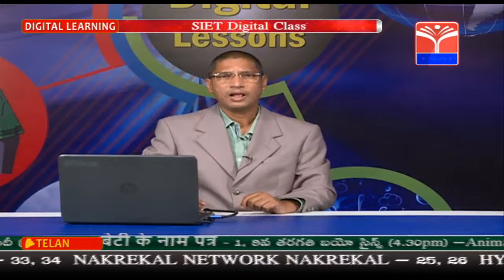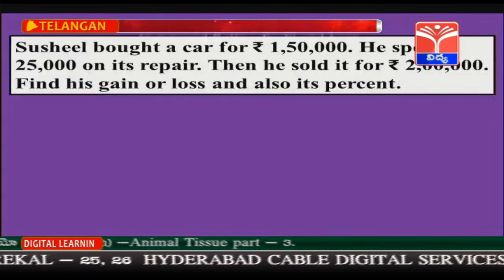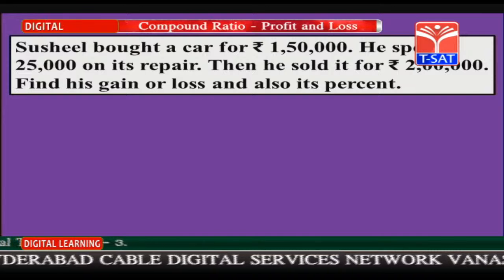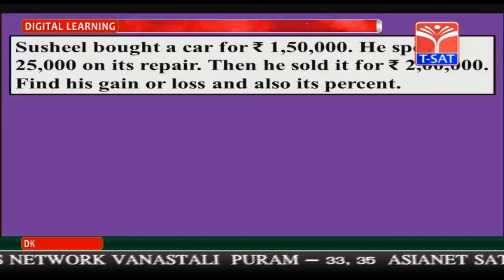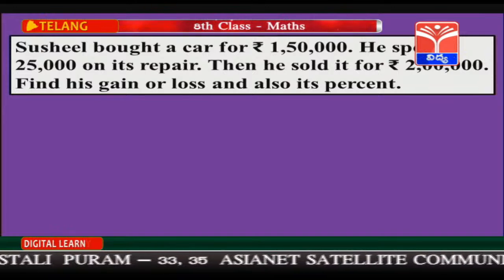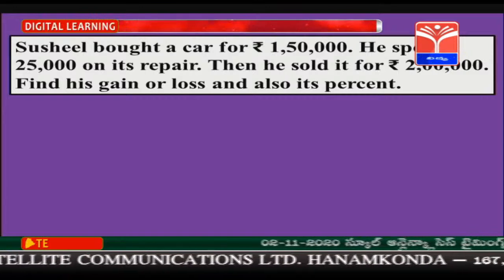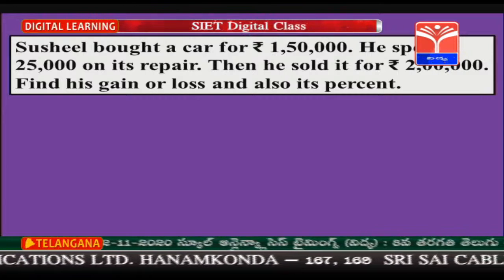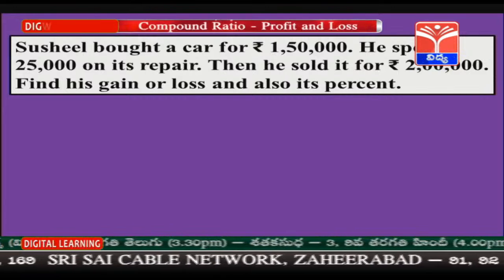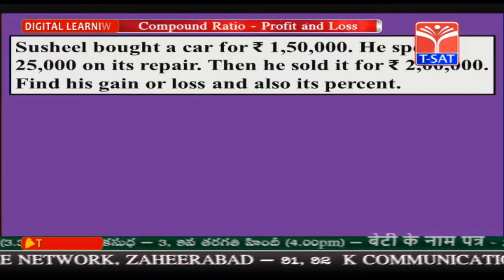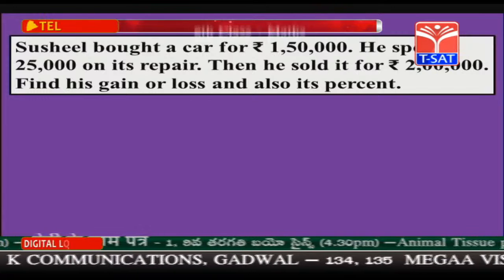Now, let us quickly apply the concept in solving a problem. Sushil bought a car for 1,50,000 rupees and he spent 25,000 rupees on its repair. Then he sold it for 2 lakh rupees. Find his gain or loss and also its percentage. Now, children, from the question, what did you understand? Before you start solving such problems, read the question carefully, understand and write down what is given and what you need to find out.